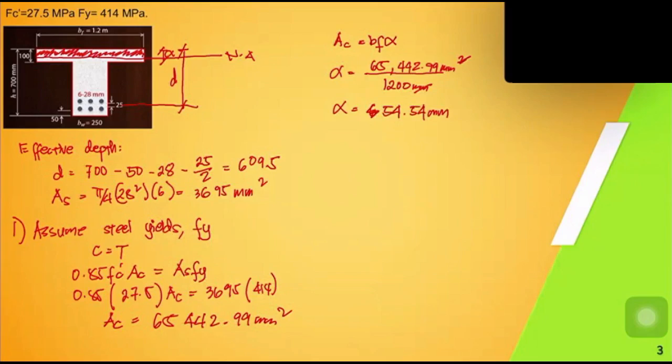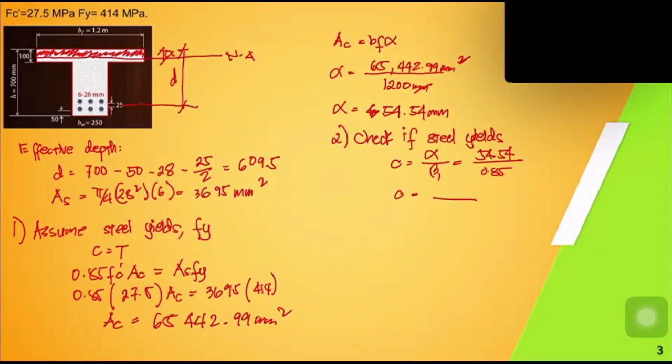Okay, so now we have to check if steel yields. So we can now use the formula C equals alpha over beta 1. So that is equals to 54.54. From your table, the value of beta 1 is 0.85 sa mga table natin. So C equals 64.16.